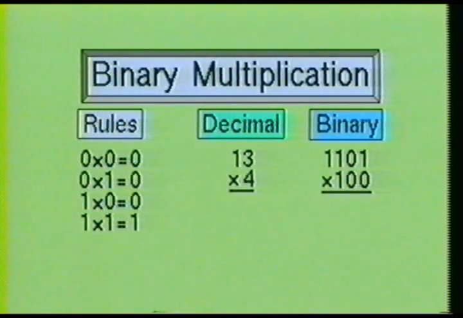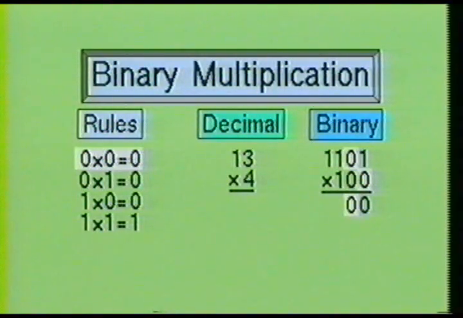In this example, we are multiplying 1101 by 100 binary. As you can see, the decimal equivalent is 4 times 13. First, we will multiply the least significant bit of the multiplier times the multiplicand. According to the rule, 0 times 1 is 0.